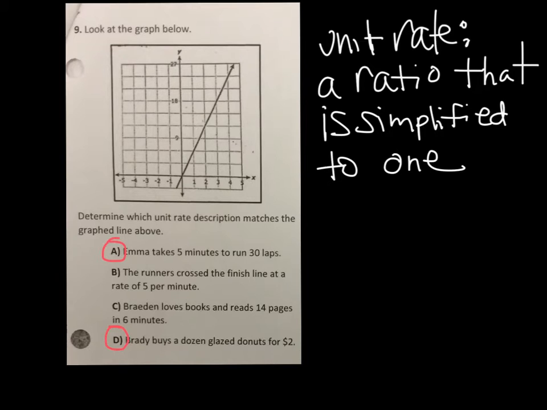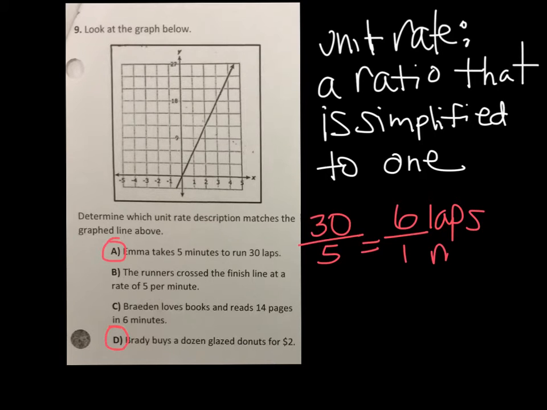Number 9, it wants you to determine which unit rate. And actually, I made an error when I created the test. And so A or D would have been correct. And a unit rate is a ratio that is simplified to 1. So if she runs 30 laps in 5 minutes, that means that she runs 6 laps in 1 minute. Okay, 6 laps per minute. So that would have been an okay answer choice because it's counting by 3s. So 3, 6, and then over 1, 6 over 1.